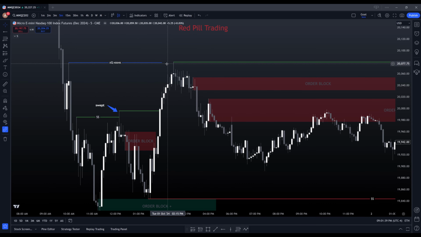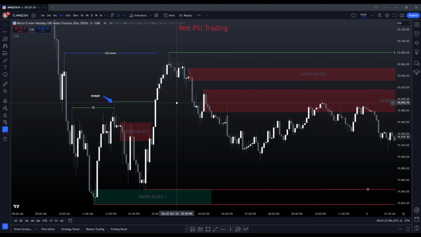Did we sweep this? Maybe by barely a smidge. And that's created equal highs. Equal highs are very, very, very important. I want you guys to remember that price is always going to come back and take equal highs. Those are very high interest areas.